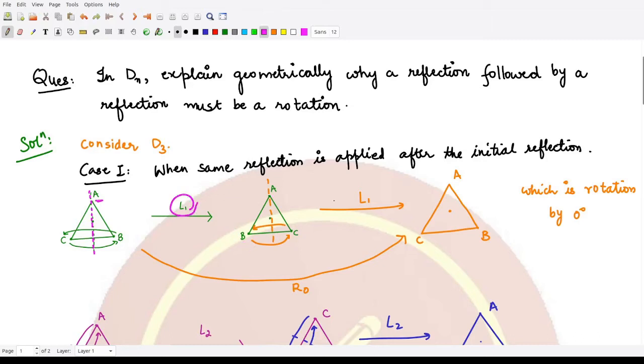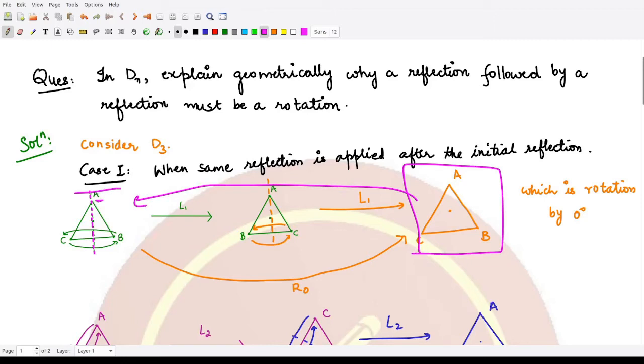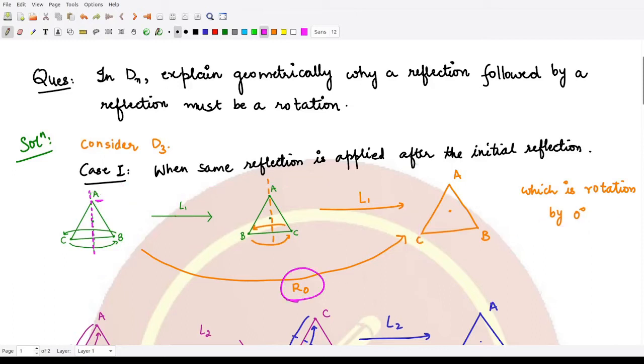Again, we are applying the same reflection over here. If we apply the same reflection, we are keeping A fixed and just interchanging B and C, so that we would have C here and B here. Now notice that this is the same as the initial triangular position. That means we are rotating the given triangle by 0 degrees, or not doing anything to it. So this is a rotation by 0 degrees. That means a reflection followed by a reflection is a rotation.